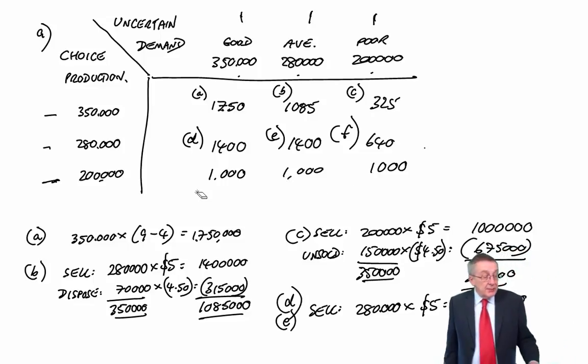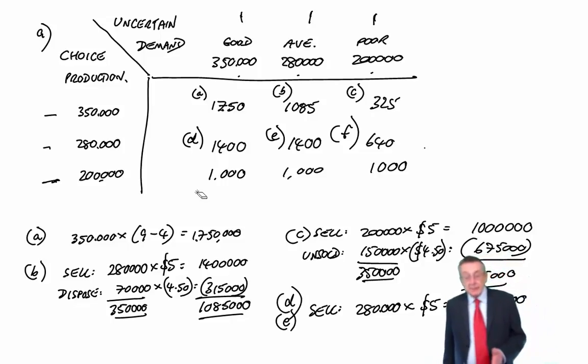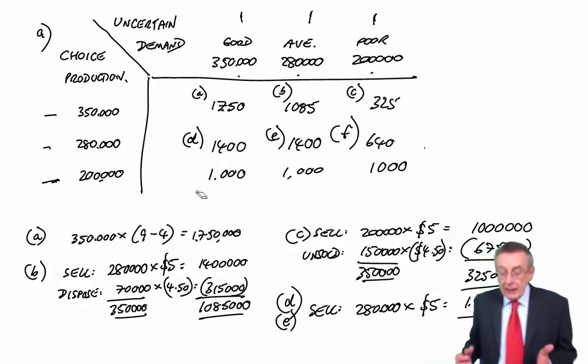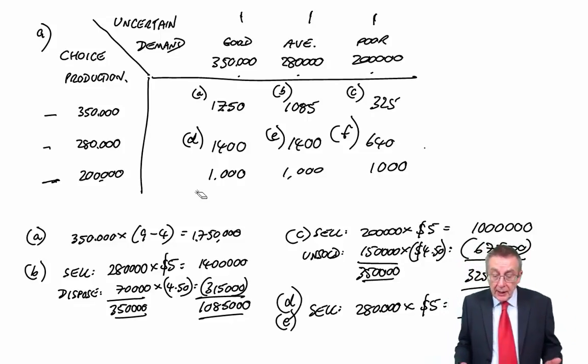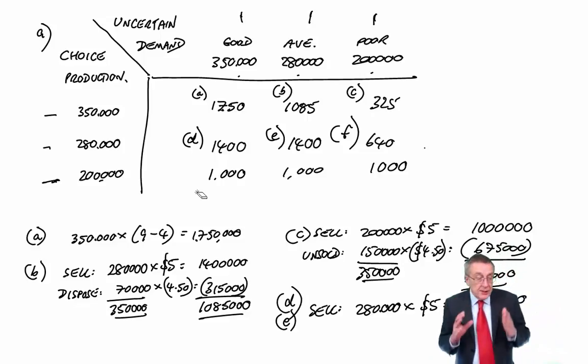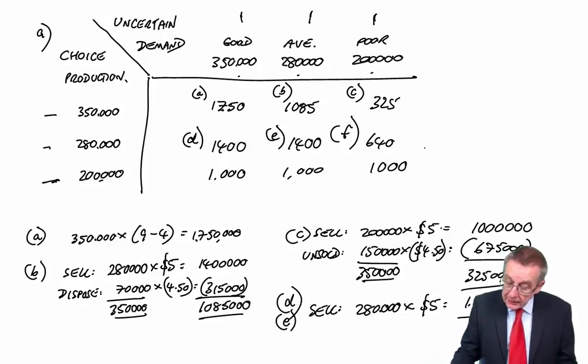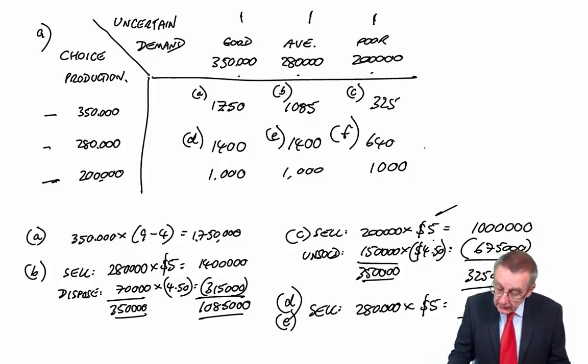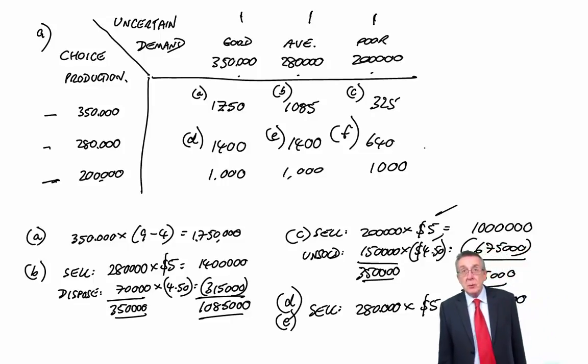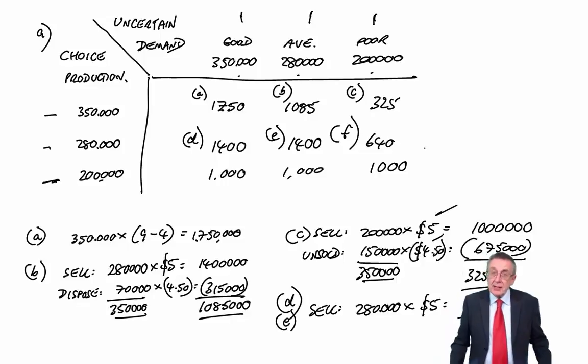So it takes a few minutes, but again, it's taken me longer because I've been talking through it. If I wasn't talking, it would be a lot quicker. And take the time to sort out what's happening, because once you've sorted out that it's $5 on every one you sell, it's losing $4.50 on every one you don't, then it is repetitive and it's just speed on your calculator.